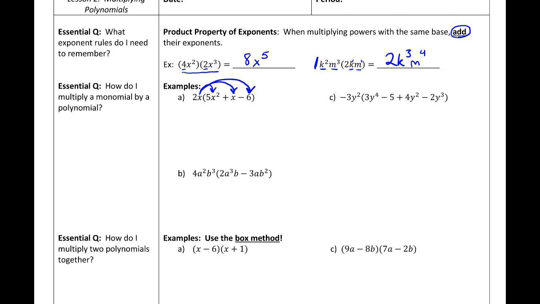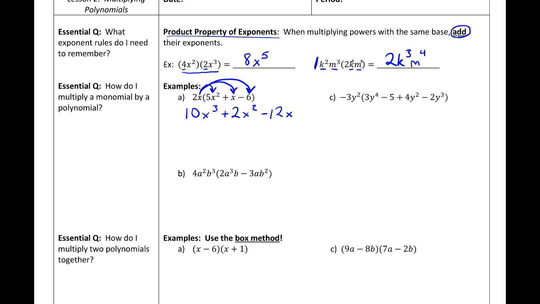So 2x times 5x squared gives me 10x to the third power. 2 times 5 is 10, and x times x squared is x to the third power. And then 2x times x, well, that's just 2x squared. And then 2x times a negative 6 gives me a negative 12x. And all I'm really doing here is applying this product property of exponents, where I'm adding the exponents on those x terms and multiplying the coefficients together.